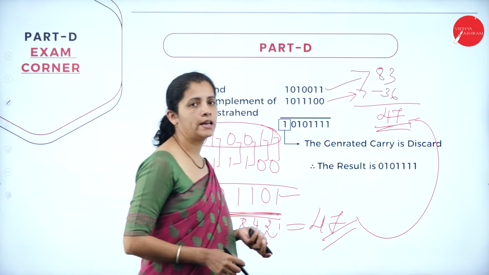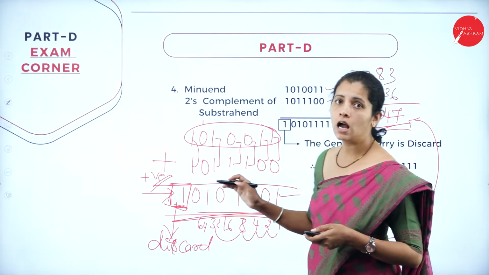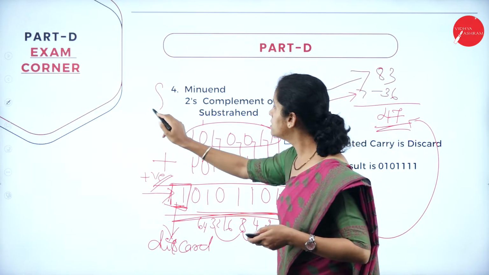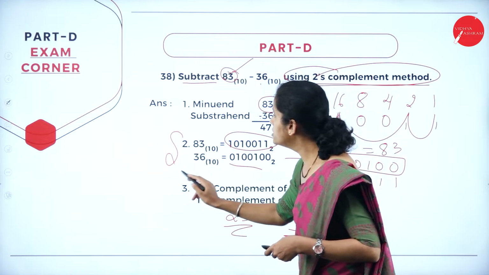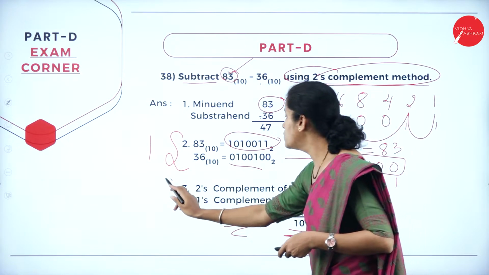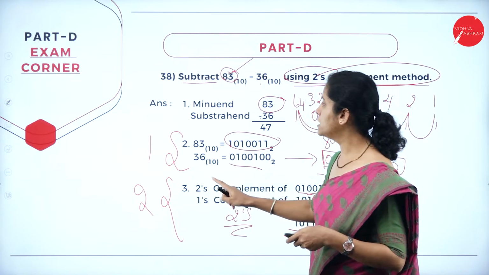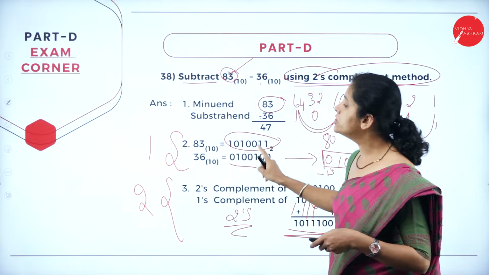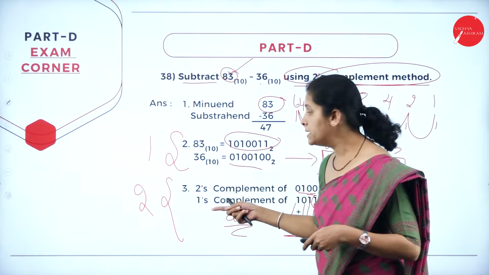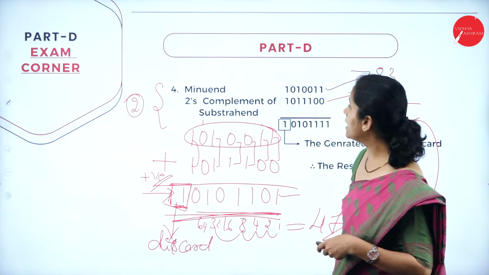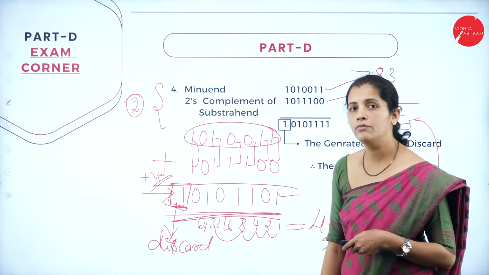And this question carries 5 marks. Now see here how the marks are divided. So this includes 2 marks. Now this conversion includes 1 mark, and this one's complement carries 2 marks. I repeat once again. So the conversion carries 1 mark. Now this 2's complement carries 2 marks and this addition carries 2 marks. So it is total 5 marks.